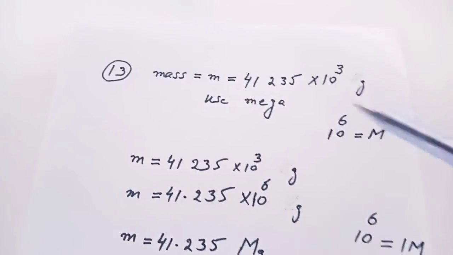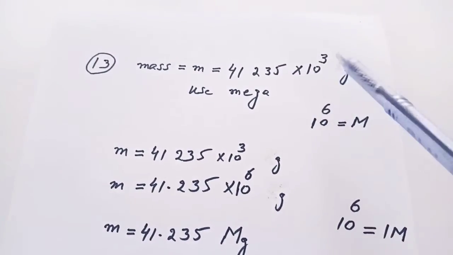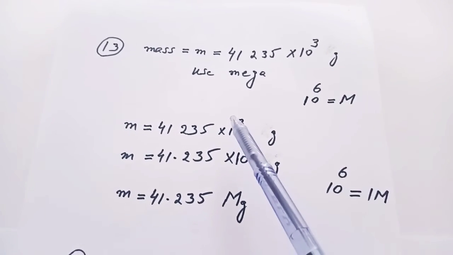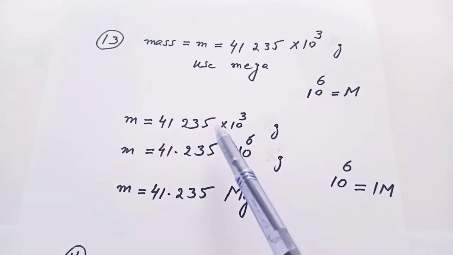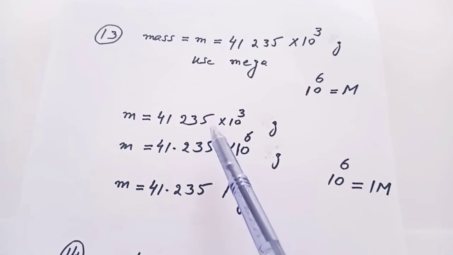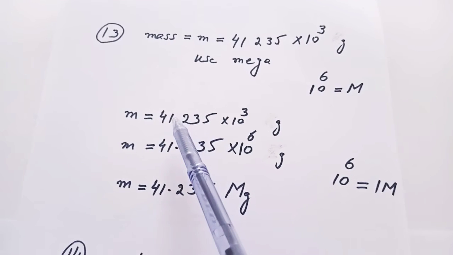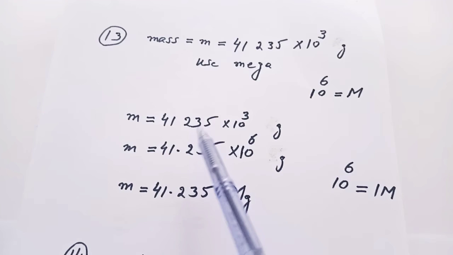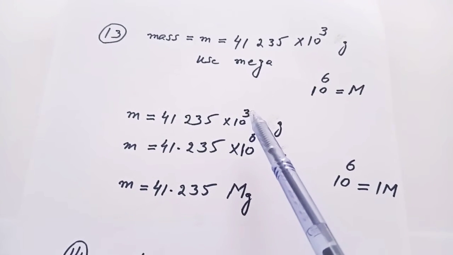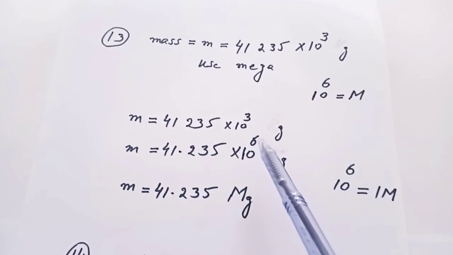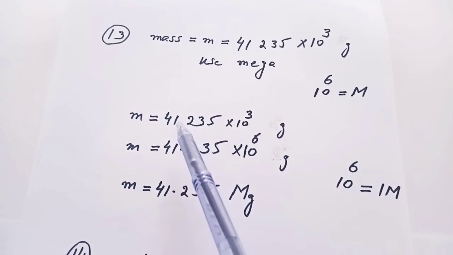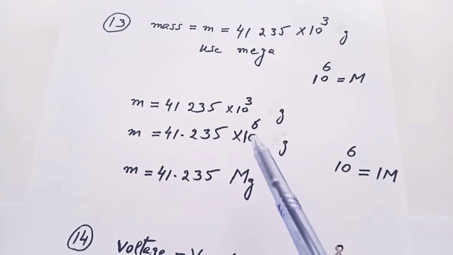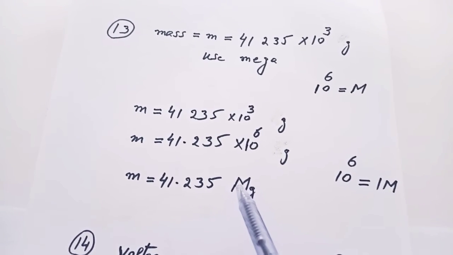This is the next measurement. This is the mass in grams. Use mega as the prefix. 10 power 6 is mega. And here we write this number. Here we shift the point from this location to this location. When we shift the point in this direction through 3 digits, then the power increases by 3. So when we shift the point from here to here, the power increases from 3 to 6. Now 10 power 6 is mega. So here we use mega as the prefix.